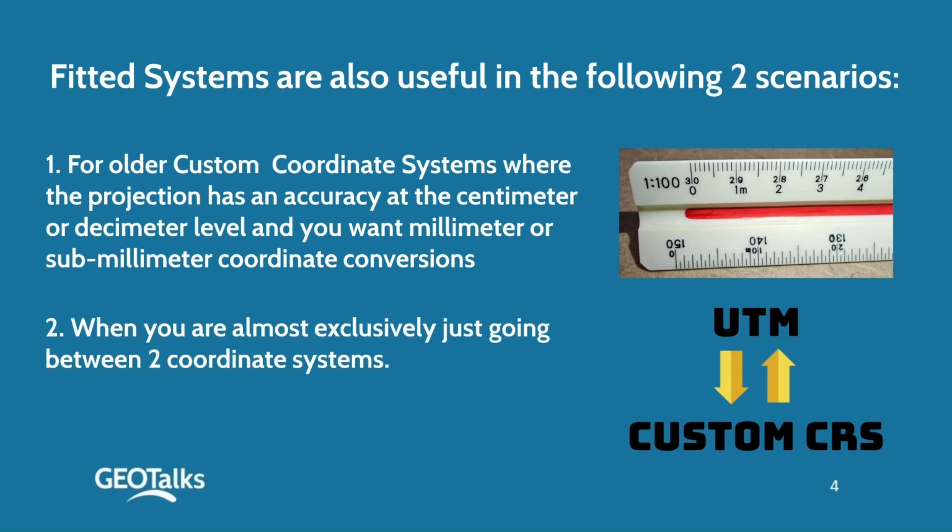And when you're almost exclusively just going between 2 coordinate systems, this has come up a lot lately, especially from a geographic or geodetic, so from a lat long to a custom system. They're great because you can just bypass going through a datum conversion or anything like that. You just create a straight conversion between the 2, thus giving you the exact conversion that you want. That's where fitted really shines. That's one of the really important uses of Calculator at Suncor.